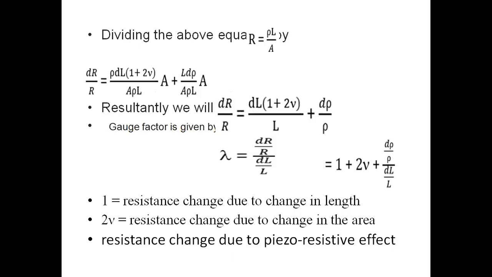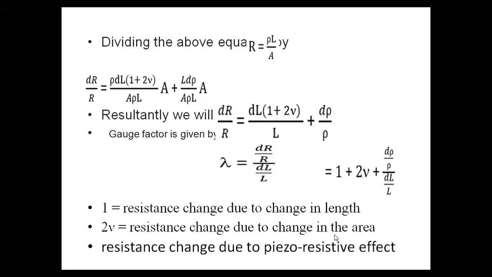Dividing the equation, we know that R is equivalent to rho L by A. So dR divided by R is equivalent to rho dL of 1 plus 2V divided by rho L by A. Substitute, and we'll get the expression. Resultantly, dR by R is equivalent to dL of 1 plus 2V divided by L plus d rho divided by rho, which gives lambda is equivalent to dR by R divided by dL by L.